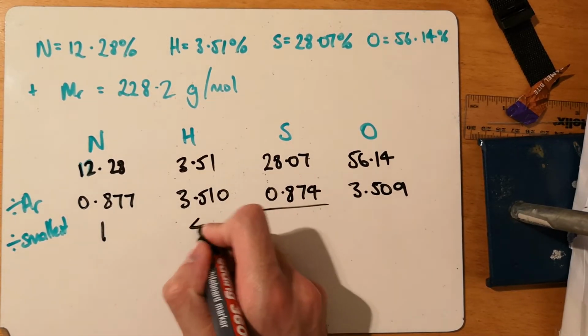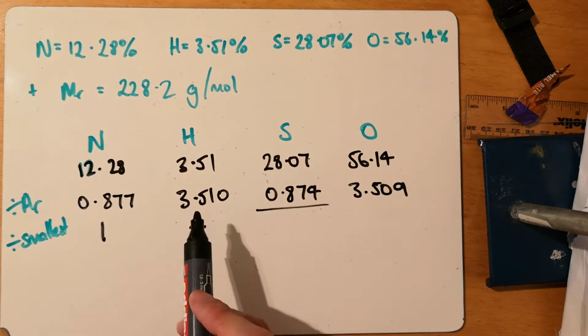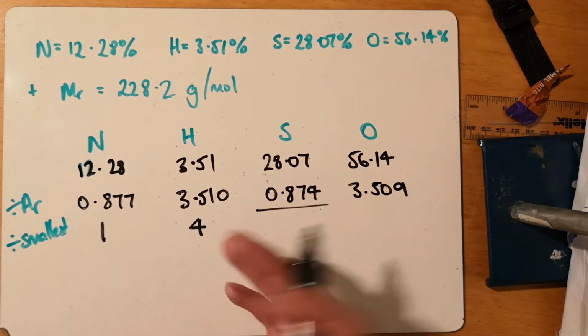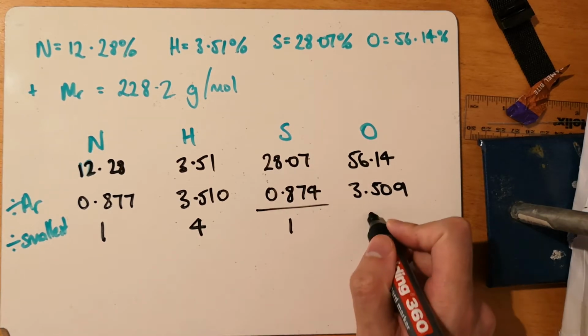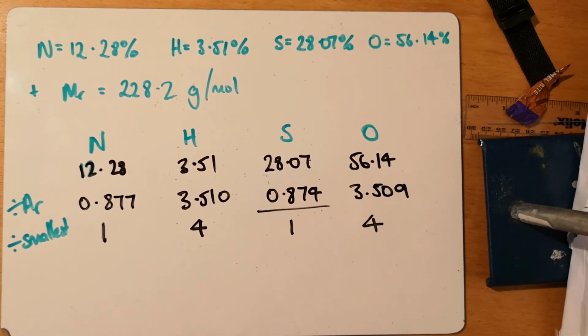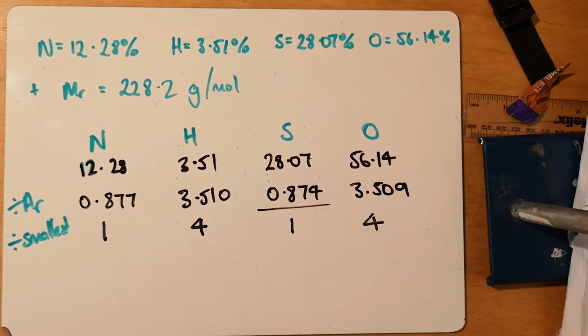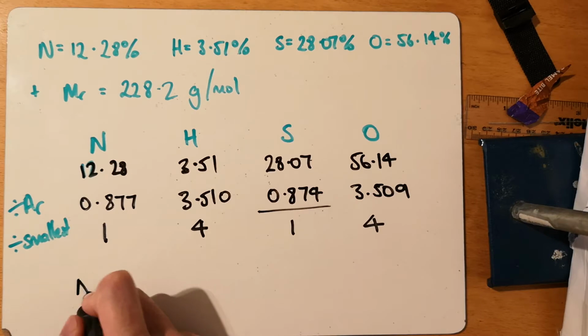I'm going to round that. It was 4.016. It's close enough for me to round to 4. That's a 1. And that's very similar to the hydrogen, 4.015. I'm going to round that down because it's so close to 4. And that creates my empirical formula.